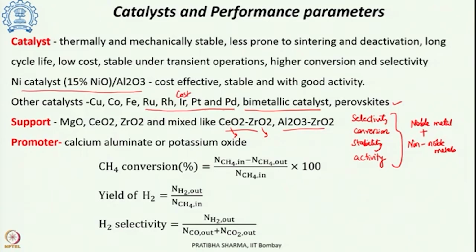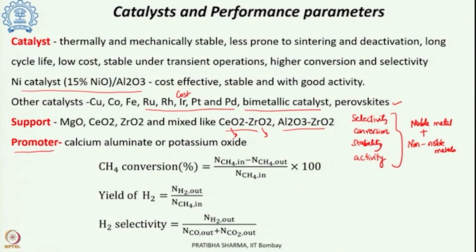The support serves various purposes here: it can stabilize the catalyst, provide the required surface area, and provide the dispersion of the catalyst. It could reduce the coking and sintering by having an interaction with the catalyst, and it could provide the required basicity. So, there are several purposes that the support can serve here. A small quantity of promoter can also be added, like calcium aluminate or potassium oxide, and that reduces the coke deposition.